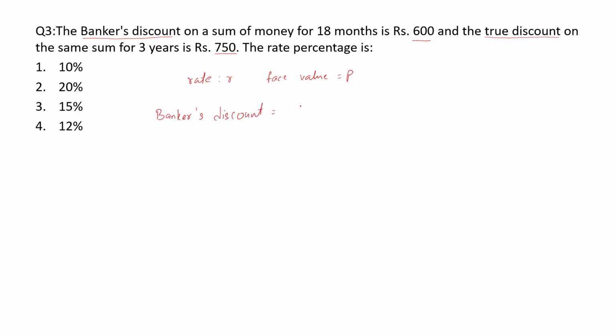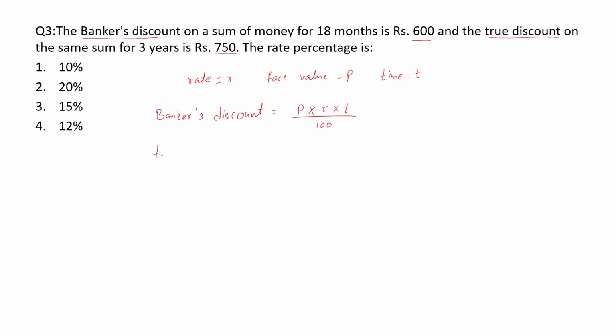Banker's discount, let's say time is T. Rate is R, face value means money is P, time is T. Banker's discount is P into R into T upon 100.